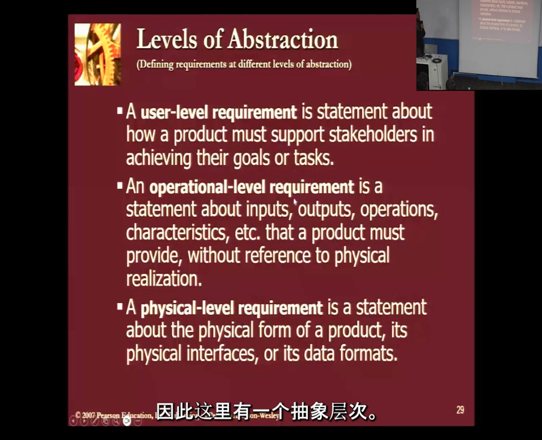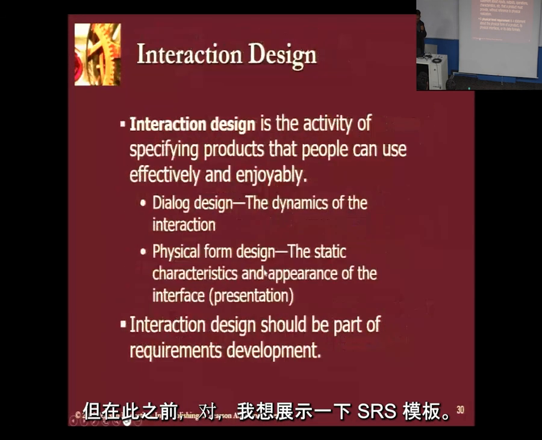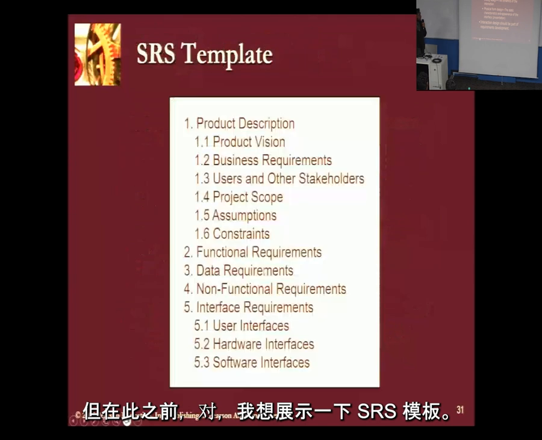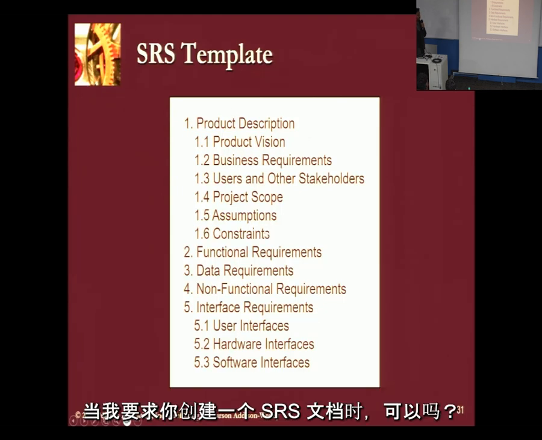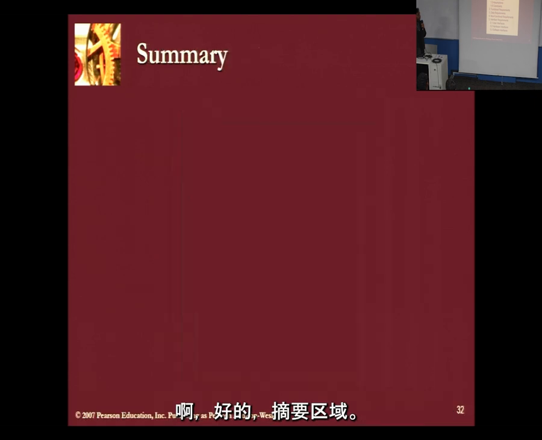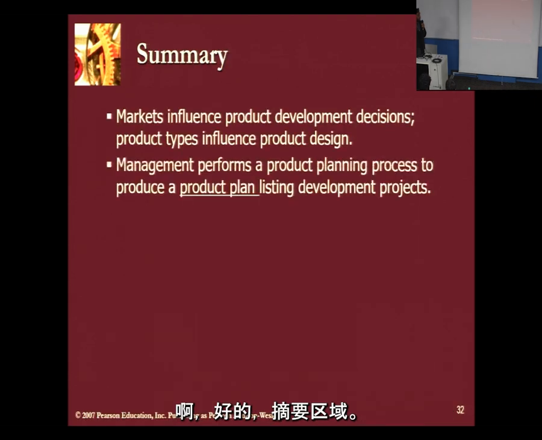Okay, so there's a level of abstraction over here. One is the user level, operational, and physical level. But before that, I want to show the SRS template. So this is the SRS template, which means each and every criterion inside here should be satisfied when I ask you to create an SRS document. Okay?